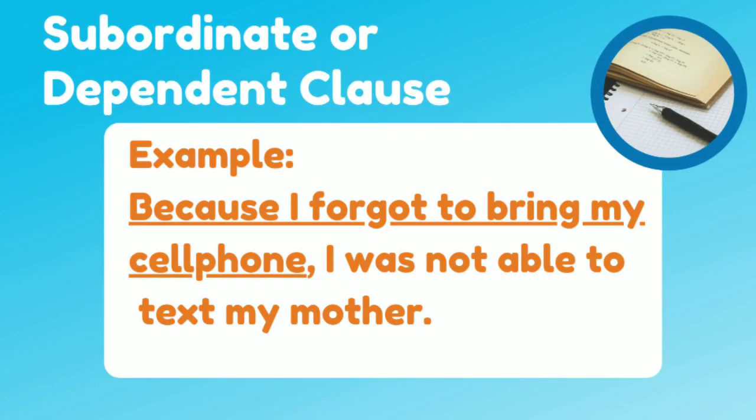Another example: Because I forgot to bring my cell phone, I was not able to text my mother. In this sentence, the dependent clause is "because I forgot to bring my cell phone." This is a dependent clause because it does not make any sense if you take it out from the sentence. It will depend on the main clause, "I was not able to text my mother," to express a sense or meaning.